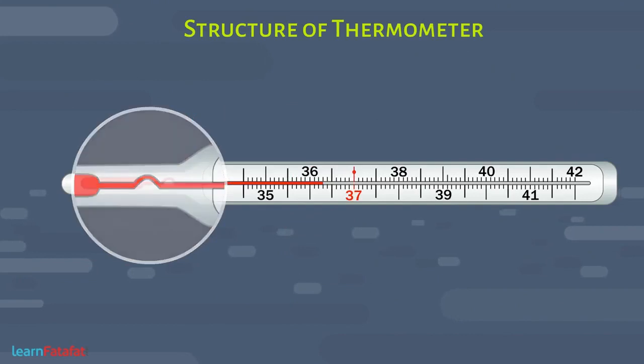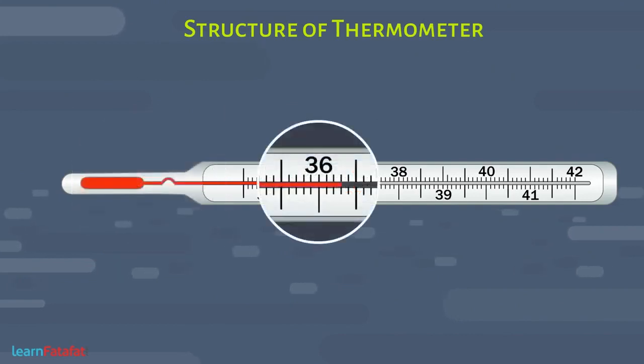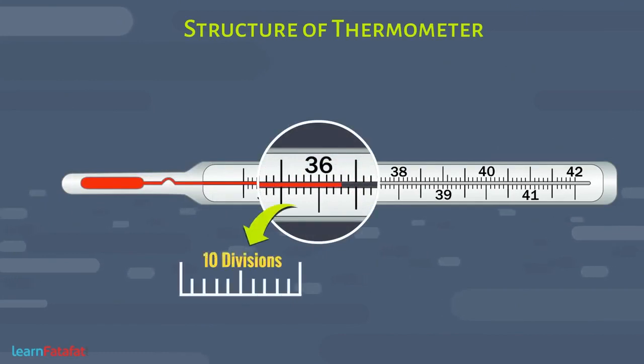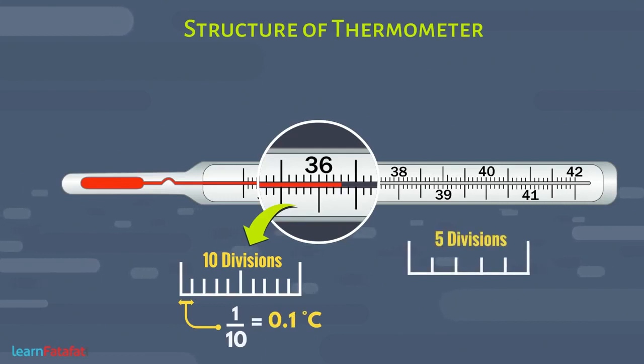To get more correct reading, there are some divisions between two consecutive numbers. If there are 10 divisions, then each division signifies 1 by 10, that is equal to 0.1 degree Celsius temperature. And if there are 5 divisions, then each division suggests 1 by 5, that is equal to 0.2 degree Celsius temperature.